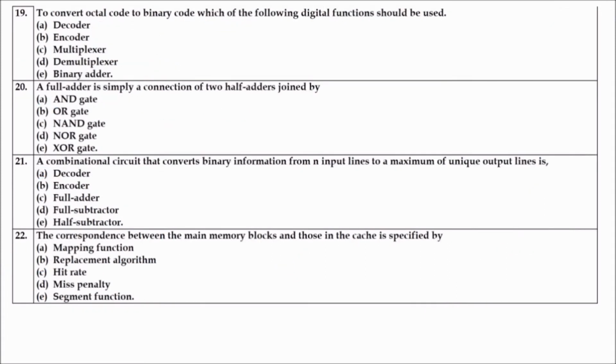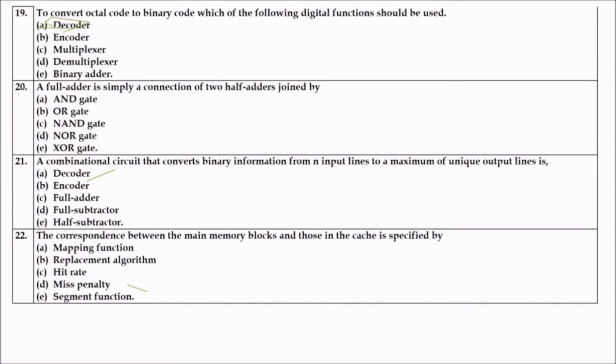Now the next question is, to convert octal code to binary code, which of the following digital functions should be used? These are the options for you in the 19th question. So what will be the correct answer? Can you guess the answer, please? The answer is A. We'll go with the decoder.